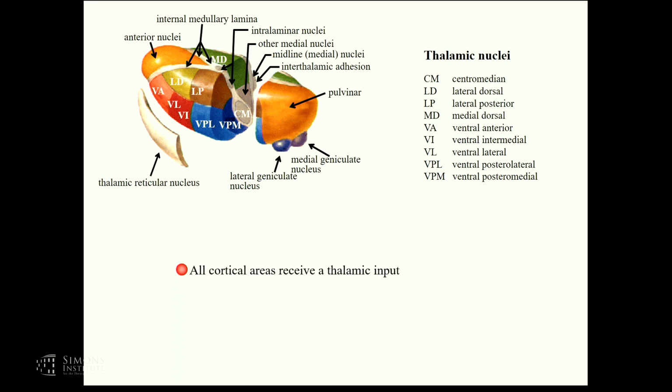Two points I want to emphasize are that as far as we know, all cortical areas receive thalamic input, and virtually all information reaching cortex must pass through thalamus. There are some exceptions to this, but this means that the thalamus sits in a very strategic location for information flow, and if information doesn't get through thalamus, cortex won't receive it, you won't be consciously aware of it, you won't perceive it, and we think the thalamus plays a very important role in attention.